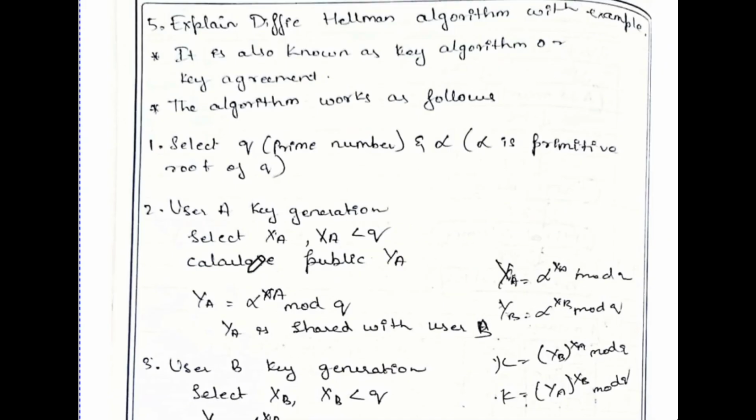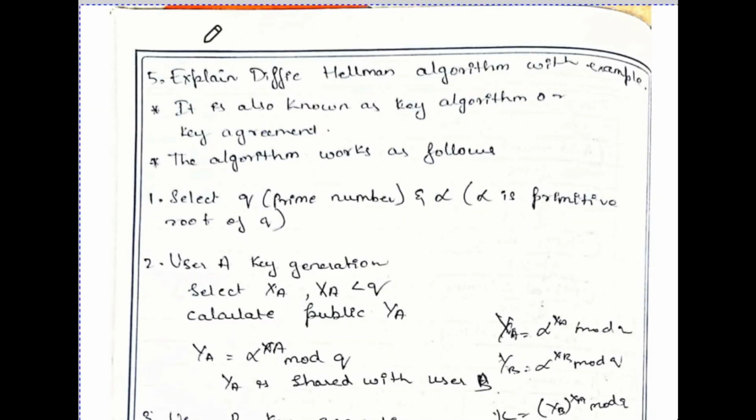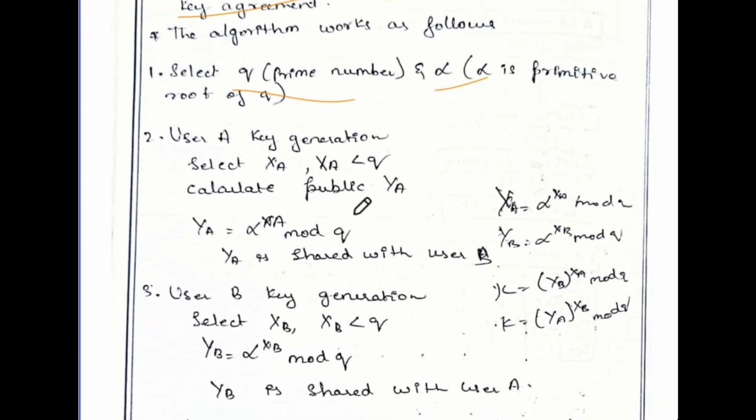You can just check it out next time. It explains the Diffie-Hellman algorithm with an example. The Diffie-Hellman algorithm is also known as the key exchange algorithm or key agreement algorithm. The algorithm works as follows. Select two numbers Q and alpha. Q should be a prime number, and alpha should be a primitive root of Q. In the example, you can understand it easily.